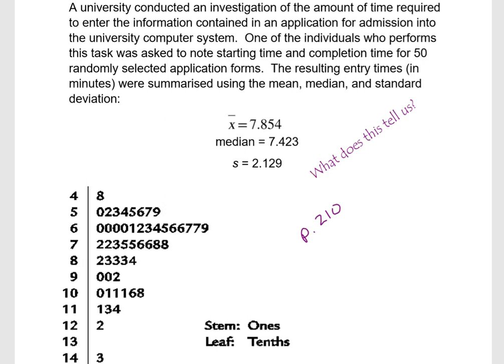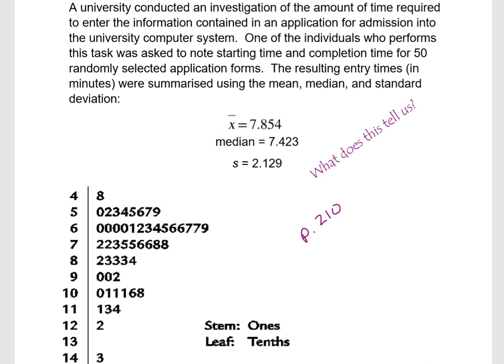A university conducted an investigation of the amount of time required to enter the information contained in an application for admissions into the university computer system. One of the individuals who performs this task was asked to note starting time and completing time for 50 randomly selected application forms. The resulting entry times in minutes were summarized using the mean, median, and standard deviation. Here we have a mean of 7.854, a median of 7.423, and a standard deviation of 2.129.